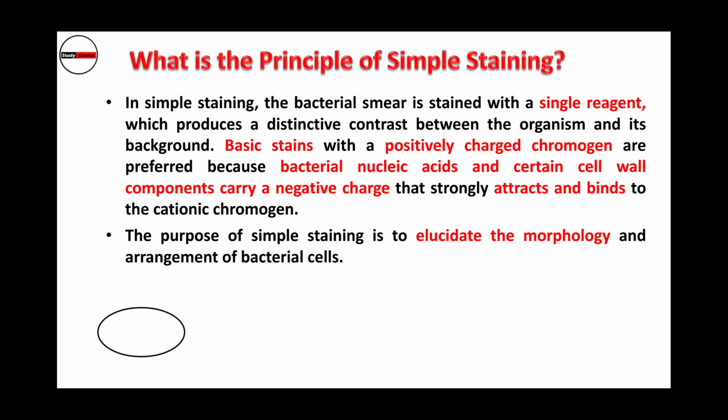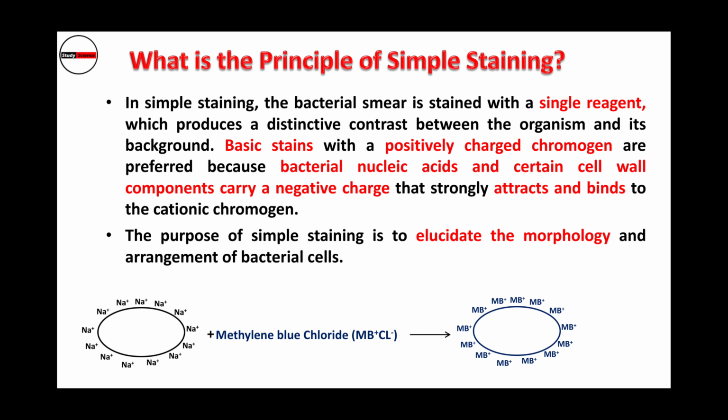Let's understand with an example. Suppose this is a bacterial cell having a positive charge of sodium, and when we add the stain methylene blue chloride, that is MB+ Cl-, it gives a bacterial cell having the charge of methylene blue, that is MB+. A blue colored cell will appear and the complex of sodium chloride will be formed. So this is the principle of simple staining. It is a very simple principle, hence the name simple staining.